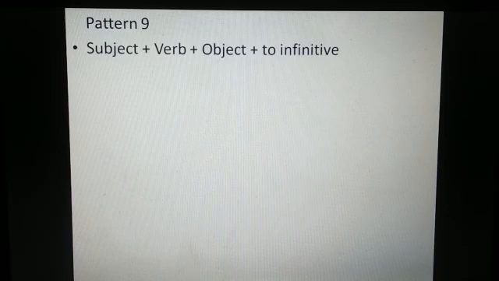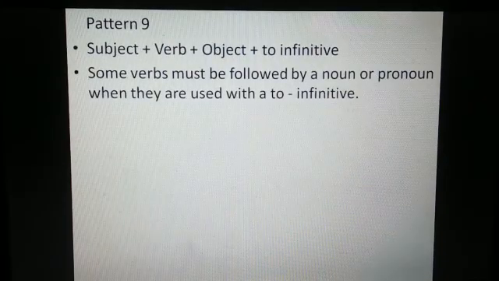Now let's move on to pattern number 9. Subject plus verb plus object plus to infinitive. Some verbs must be followed by a noun or pronoun when they are used with a to infinitive.